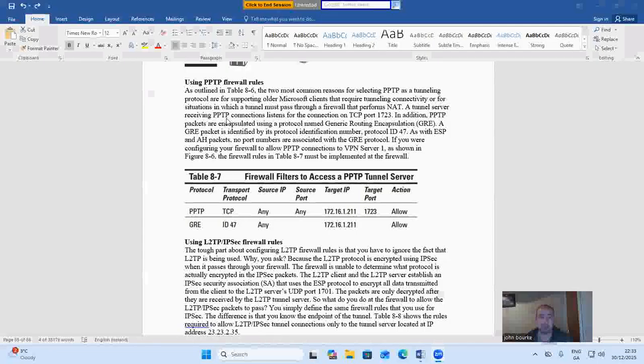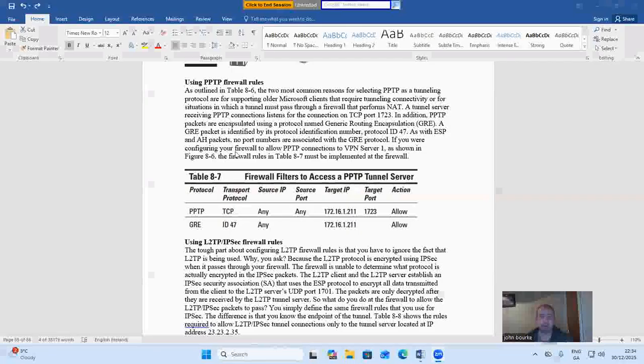A tunnel server receiving PPTP connections listens for the connection on TCP port 1723. In addition, PPTP packets are encapsulated using a protocol named Generic Routing Encapsulation, GRE. A GRE packet is identified by its protocol identification number, protocol ID 47. As with ESP and AH packets, no port numbers are associated with the GRE protocol.